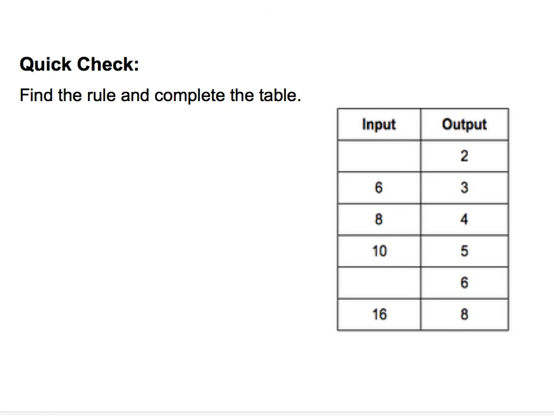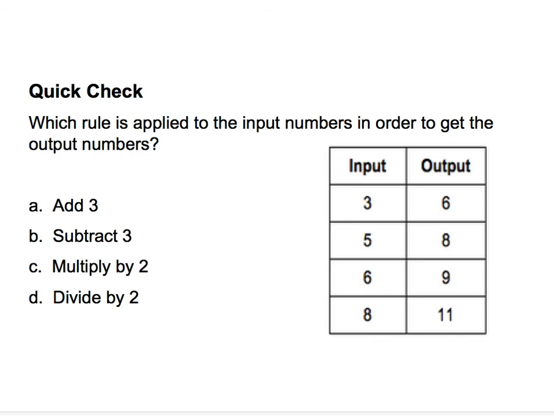Okay, this one's a little bit tougher, but let's go on to the next one and we'll come back to that one. I did that in class and I might change the order next year. So which rule applies to the input numbers in order to get the output numbers? Do I have to add 3, subtract 3, multiply by 2, or divide by 2? If I add 3 to each of these, and remember that rule has to work for all of the numbers, I actually get my outputs. So my answer in this case is A.